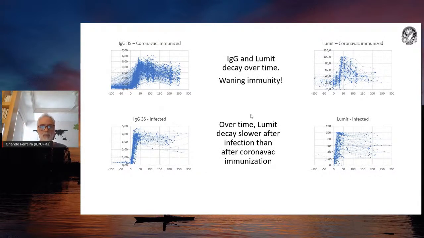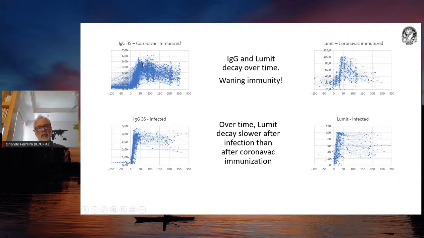We measured for this cohort only IgG against the trimeric spike protein and the Lumit, in individuals immunized with CoronaVac. What we can see is that this is the time of the first dose of CoronaVac, and the second dose was 28 days later, which is mid-time between these two points. It reaches a peak 2 weeks after the second dose. So it's basically day 42, which is about here.